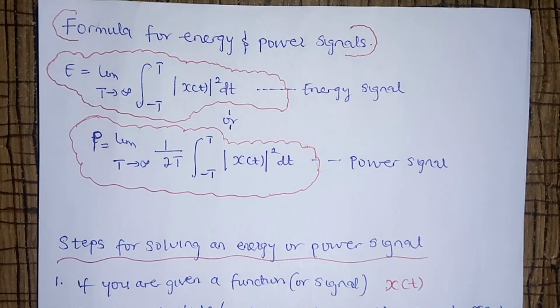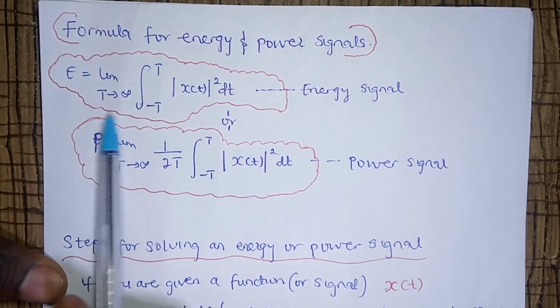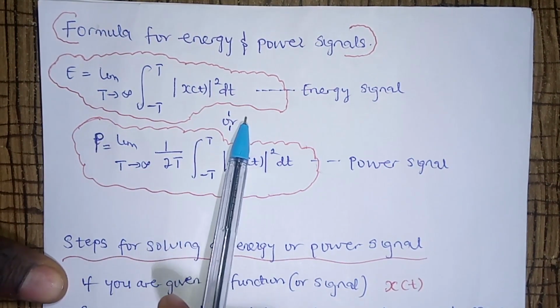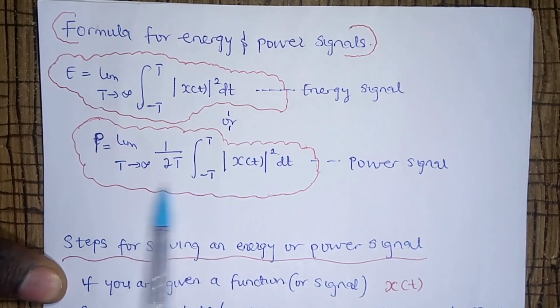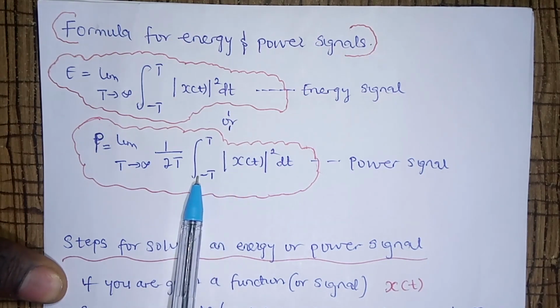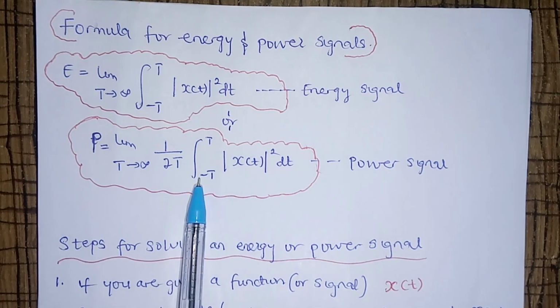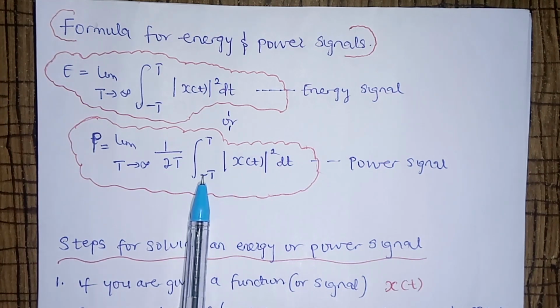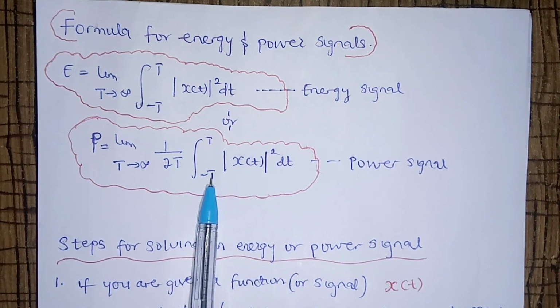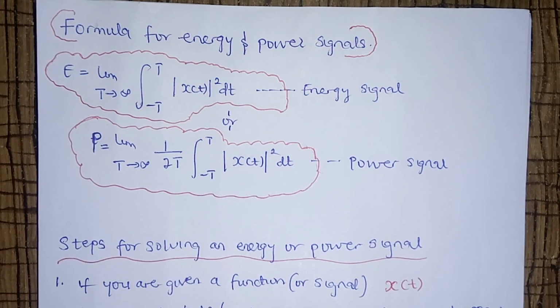The first thing we need to understand is that energy has this formula. It might be kind of confusing, but I will explain it. Likewise, power is also the same. Now, there are 6 steps we need for solving any energy or power signal, so you will be able to know if it is an energy signal, a power signal, or neither energy nor power signal, just like the example of the ramp we discussed.